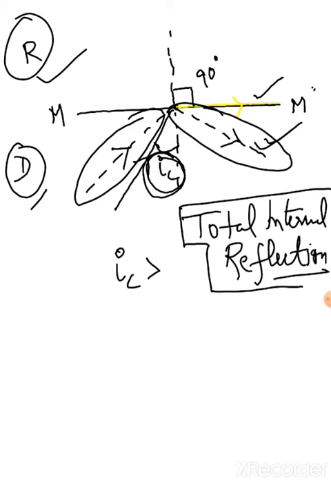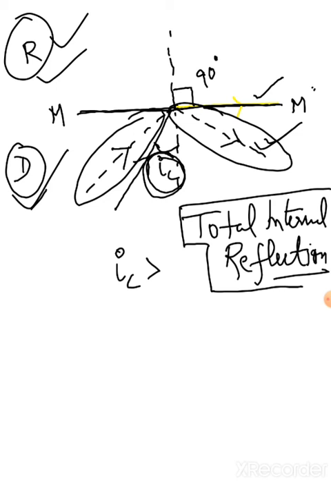So the third assignment for today is: what do you mean by total internal reflection? You can write the answer as: when a ray of light traveling from the denser medium is incident at the surface separating the two media at an angle greater than the critical angle, the ray is totally reflected back in the denser medium. This phenomenon is called total internal reflection. So this is your third assignment for today.